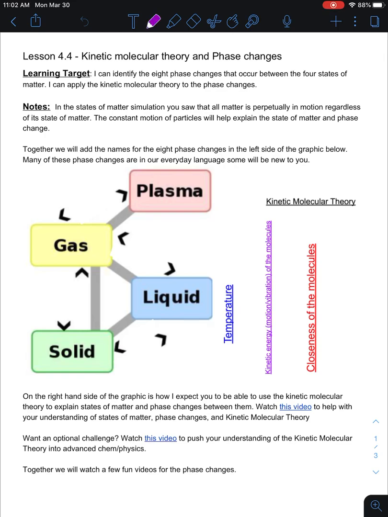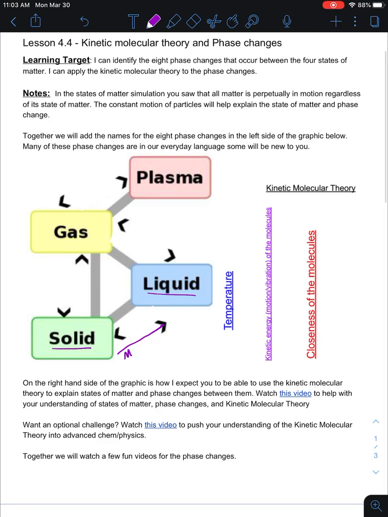Let's dive in. First one, from solid to liquid. So we're moving along this arrow from solid to liquid. Your ice cube tray sits out on the counter and it goes through what? It goes through melting. Right? It will melt from a solid to a liquid.